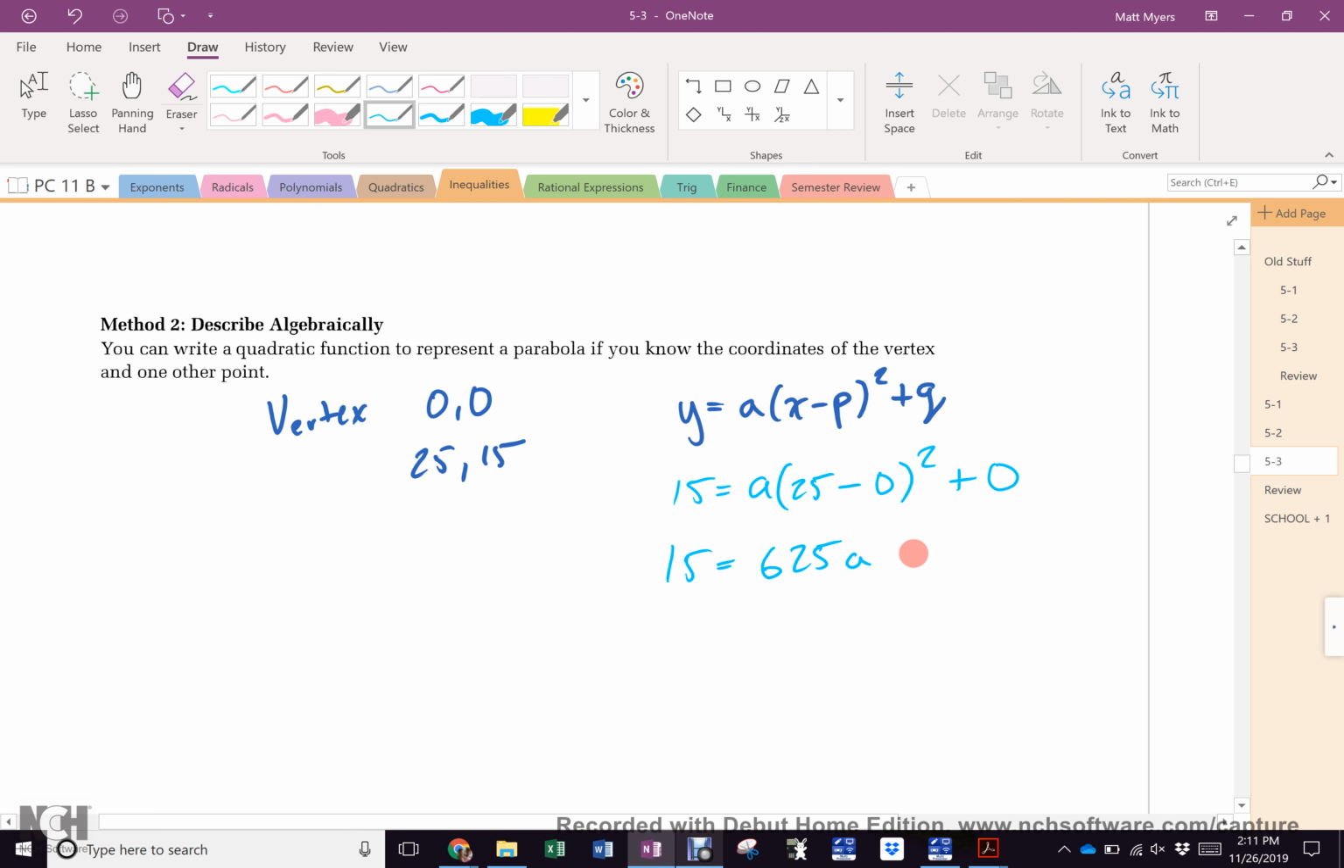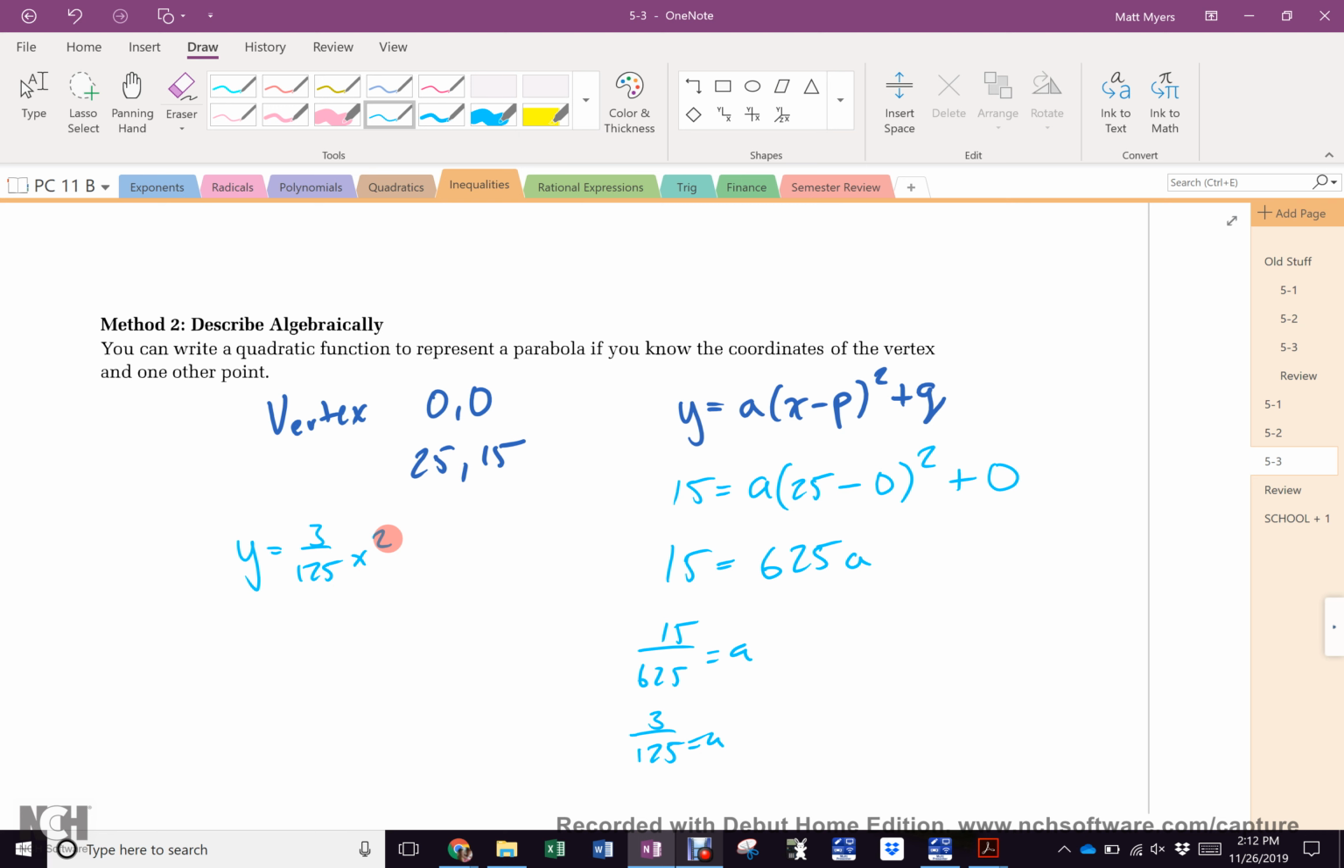625a, right? How do we solve that? 15 over 625 equals a. Tidy that up. 5 goes into that thrice and into that 125 equals a. Now what? What's my algebraic one? Right? Now, I need stuff where? Inside or outside that parabola? Inside, so that would be above.